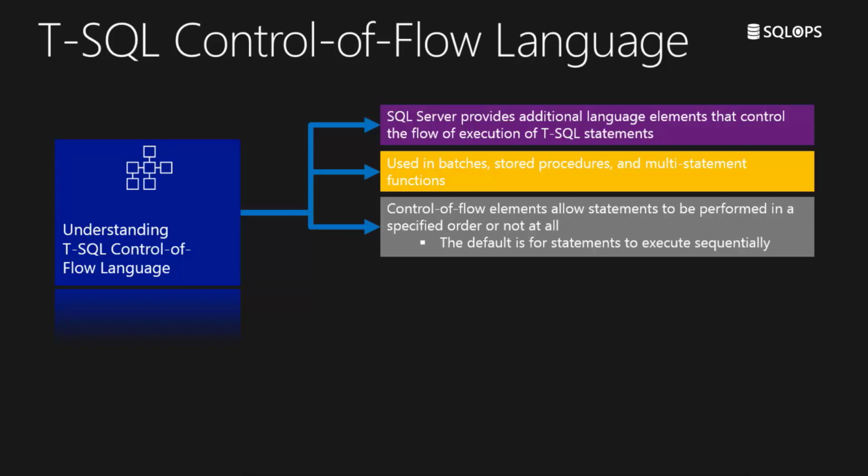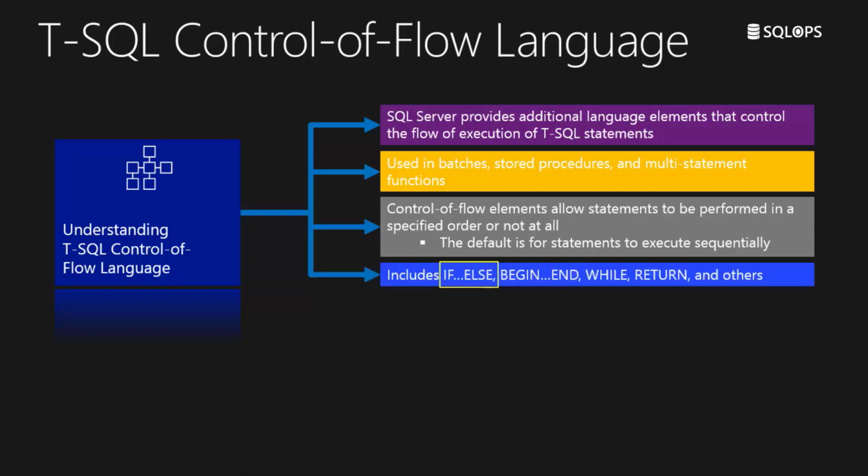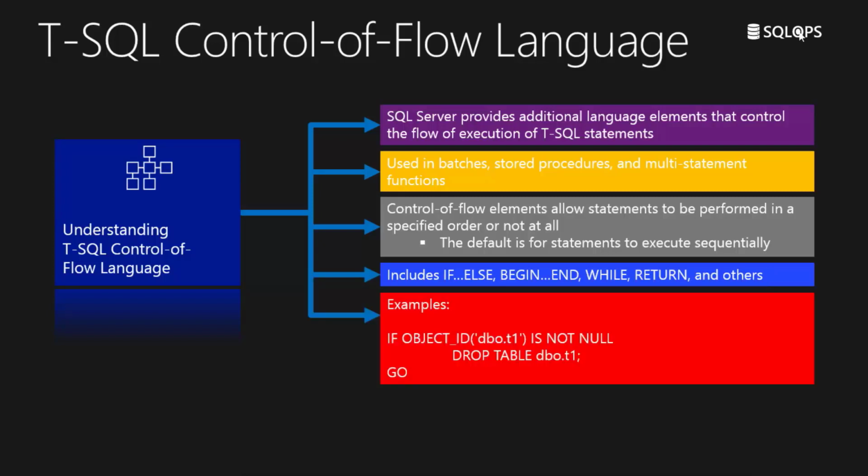These elements include if-else, which executes the code based on a Boolean expression, while, which creates a loop that executes as long as a condition is true, begin-end, which defines a series of T-SQL statements that should be executed together, and other keywords like break, continue, return, etc. Let's take a look at an example.